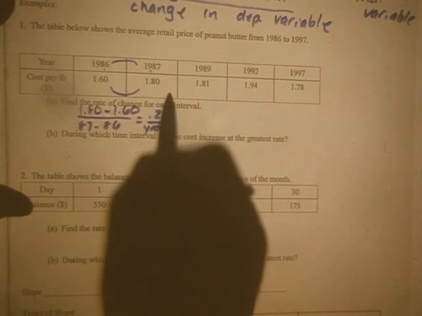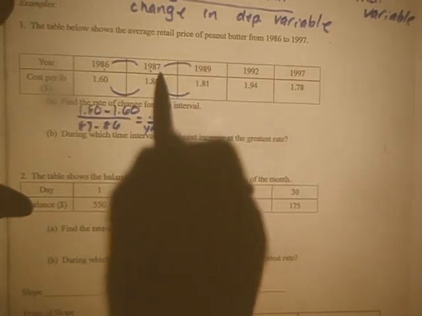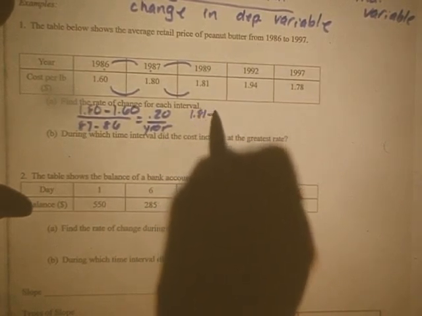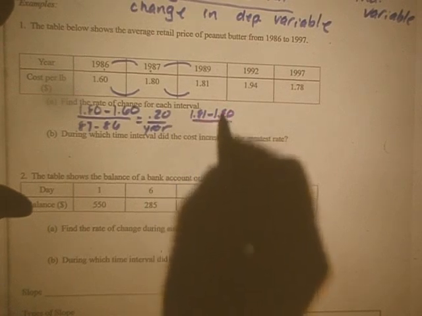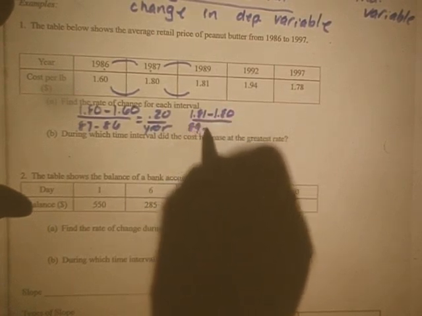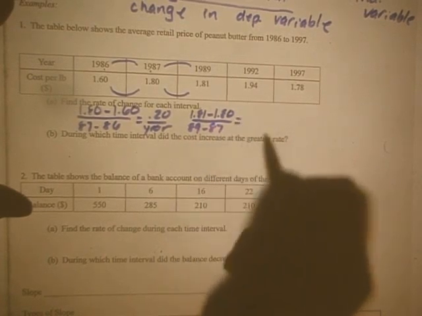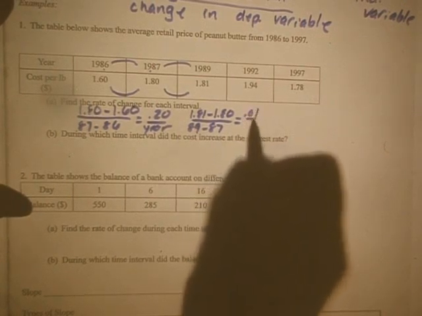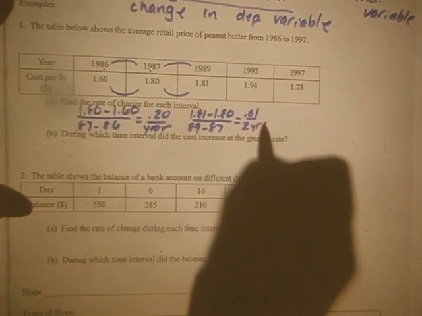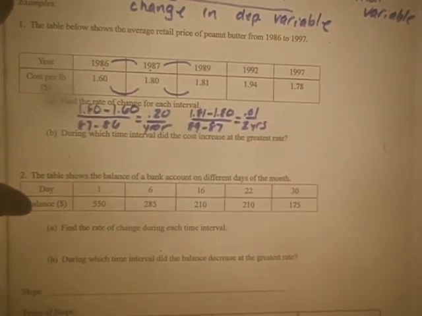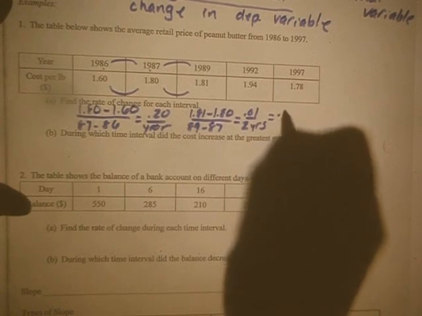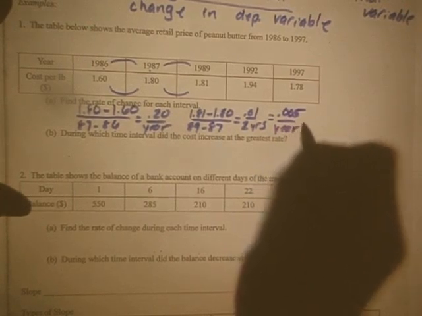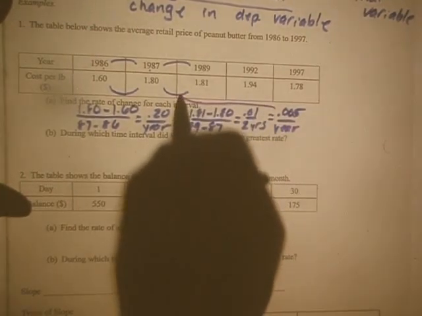Now our second one is right here from 87 to 89. So we're going to subtract the prices. $1.81 subtract $1.80 over 89 subtract 87. And that is 1 cent over 2 years. And if you divide that, it is half a cent, which is 0.005, half a cent per 1 year. And that is our second interval.